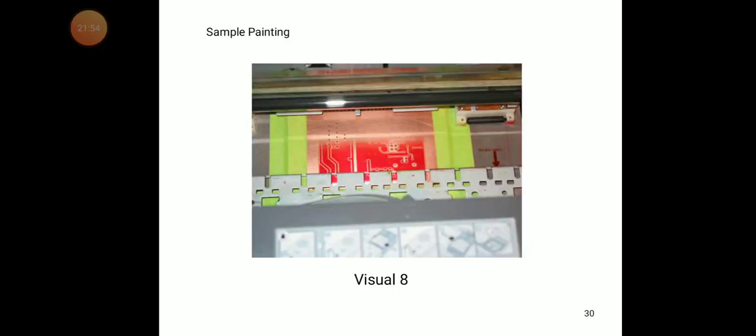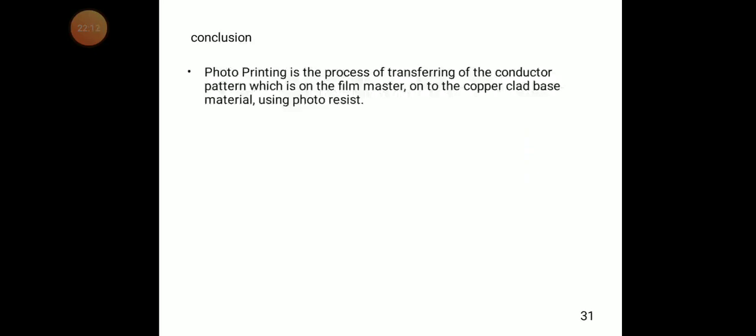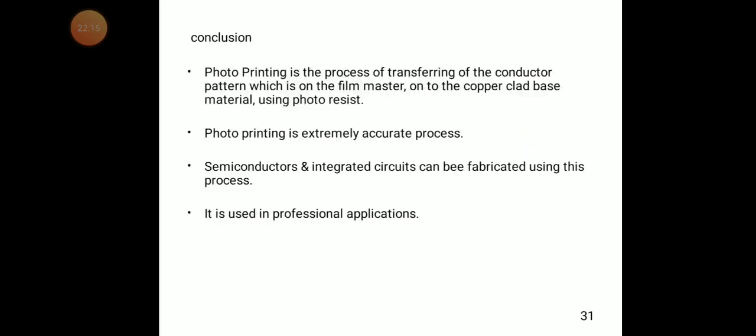You can see the sample plating, how the plating on the board is there, the copper clad is there, and that we are making the photo printing. After photo printing, you see here the clad material, we are making the printing. The overall conclusion of this, you can see how it is.